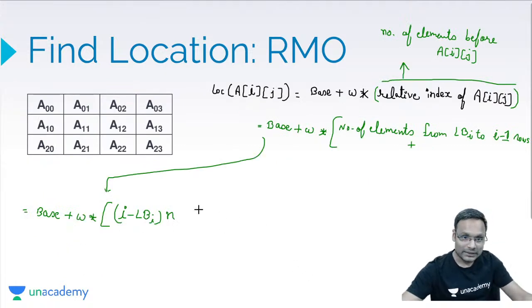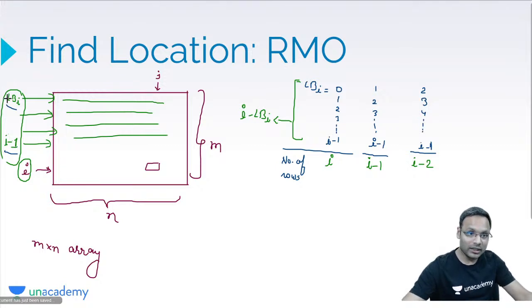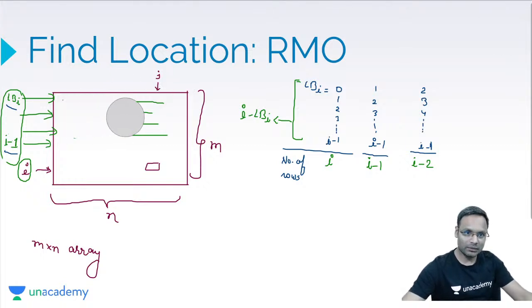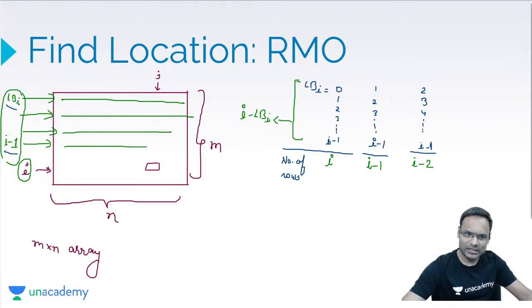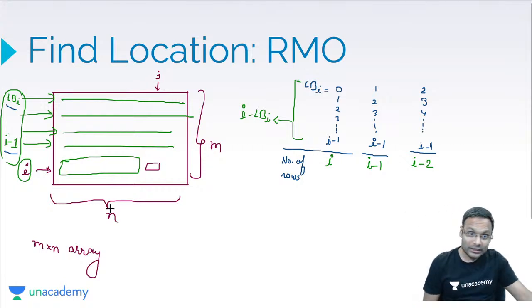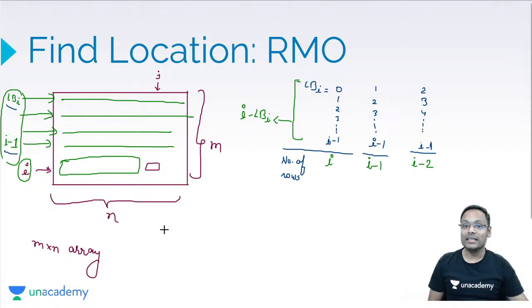Now plus, there are still more elements left, boss. See, you have covered lower bound of i to i minus 1. All the rows? Yes, all the rows. This row completed? Yes. Stored all the elements? Yes. Now we have reached the ith row. In the ith row, before reaching the jth column, can we have a few elements? Yes, we can. How many?